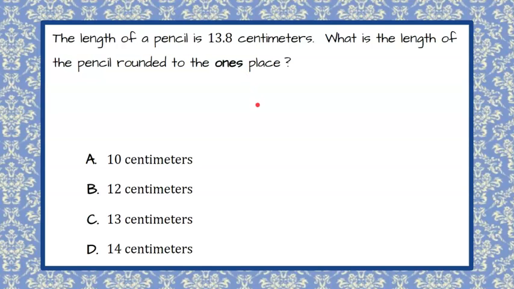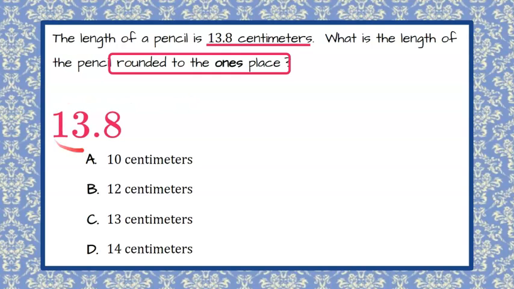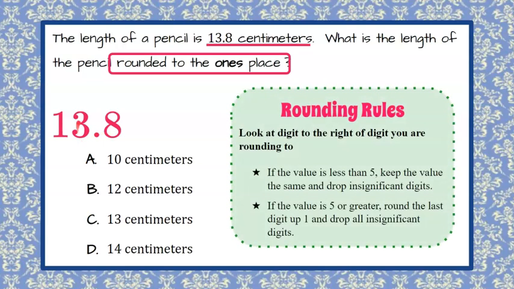Welcome back. So first, let's understand that this question is asking us to round the length of a pencil to the ones place, and that we are given that the length of the pencil is 13 8/10 centimeters. So we're going to start with that value, 13.8, and we are going to round to the ones place. So the ones place in this number is this digit, the 3.